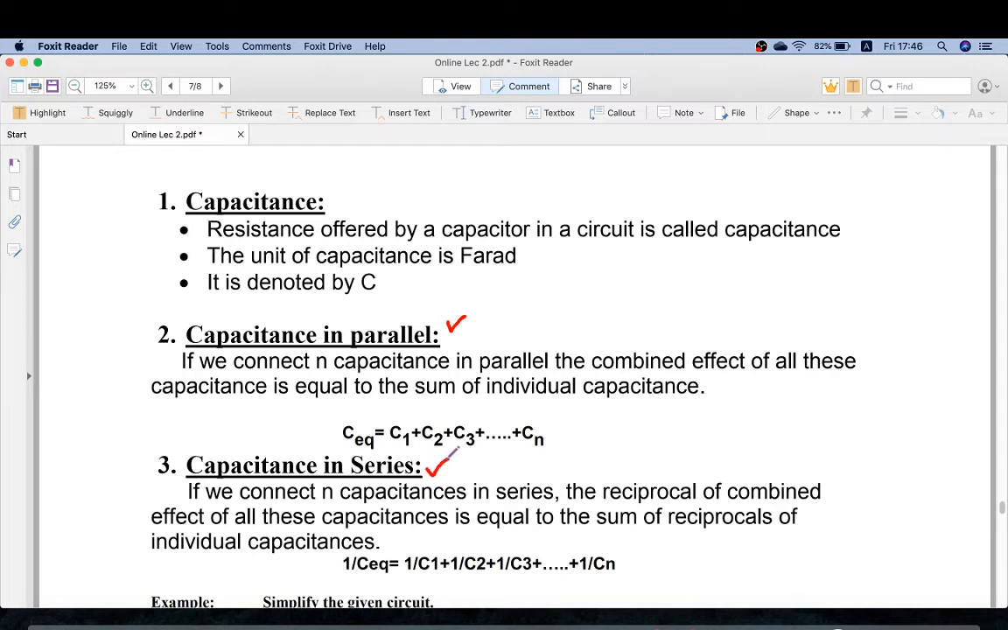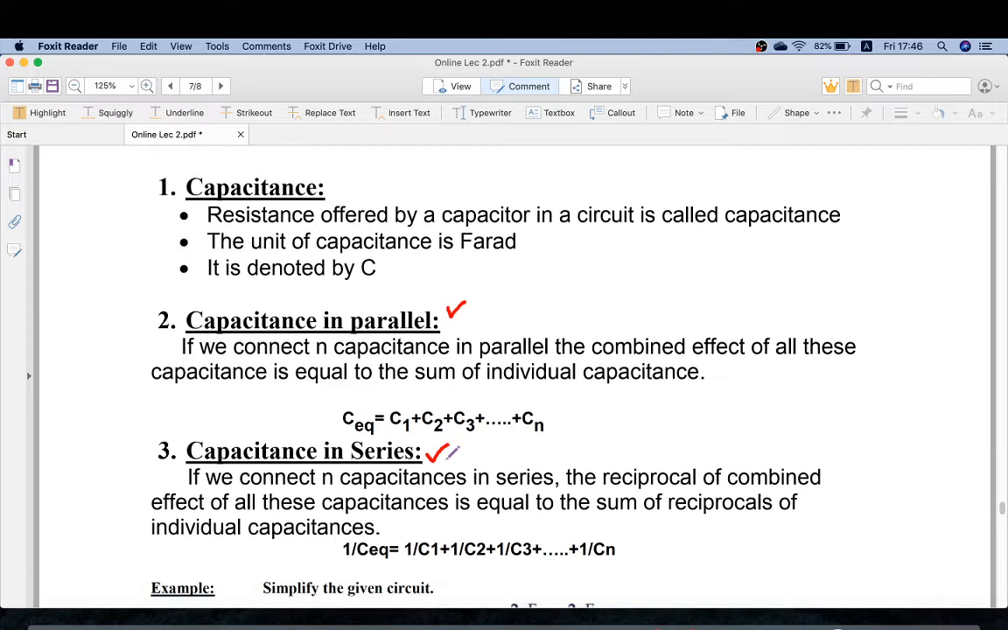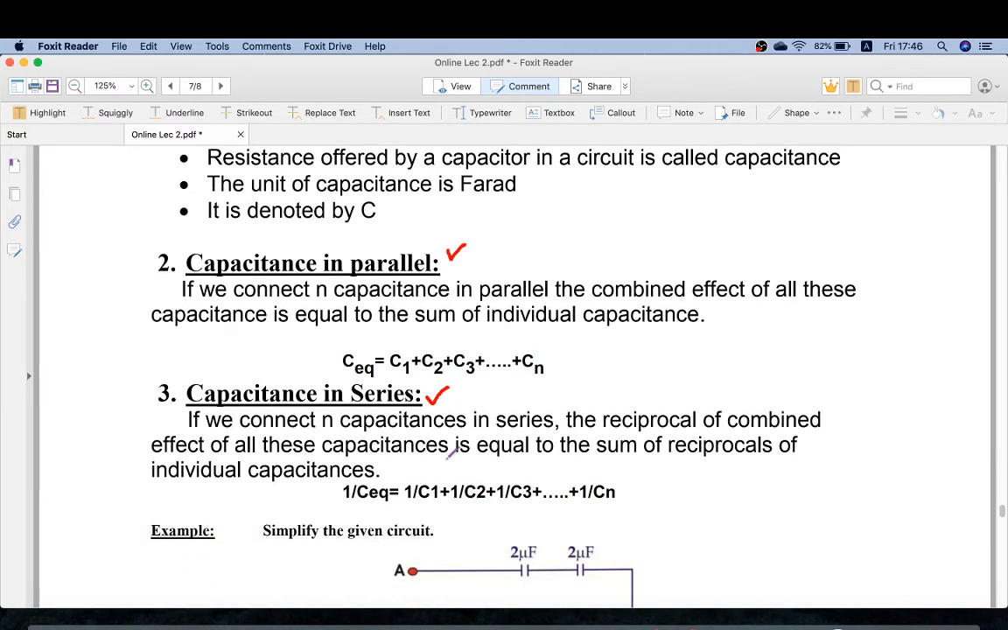Now here is something you need to understand. Before capacitance, we did resistance and inductance. In resistance and inductance both, whenever inductors or resistors are in series, we add them. Whenever they are in parallel, we use a formula. What was the formula? R1 into R2 divided by R1 plus R2.